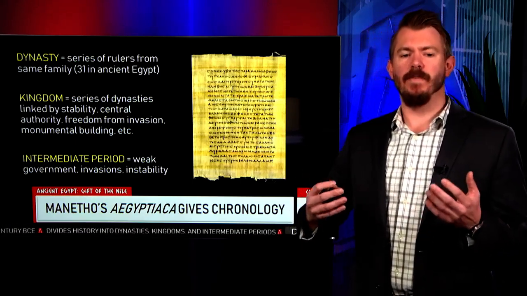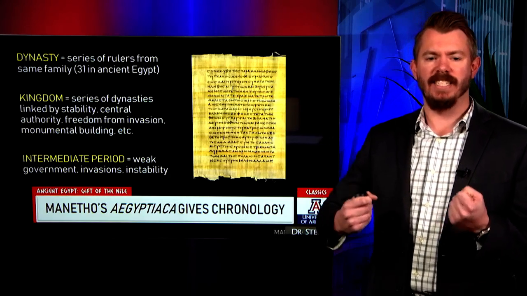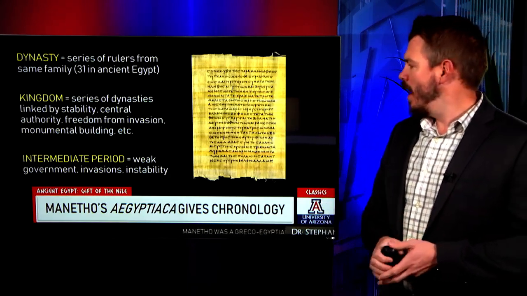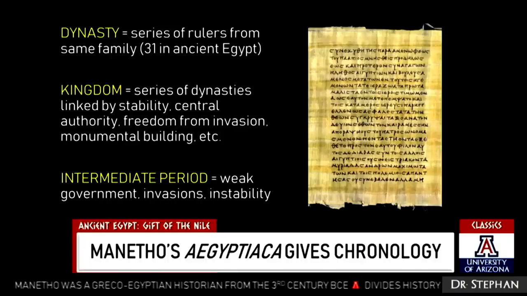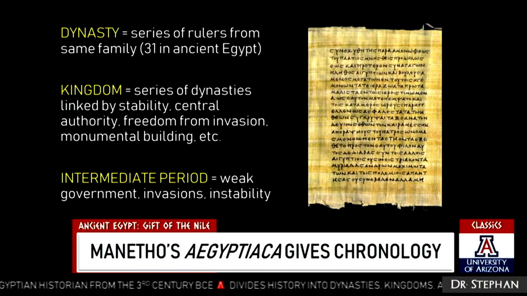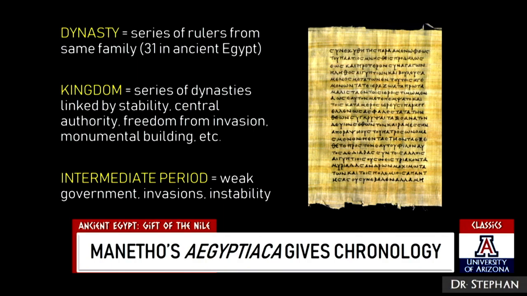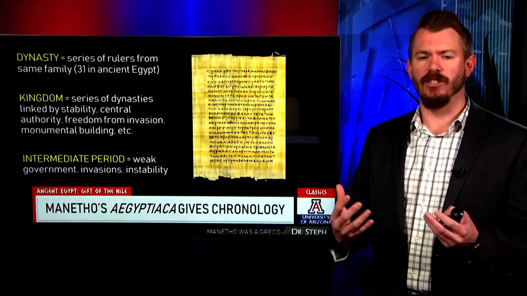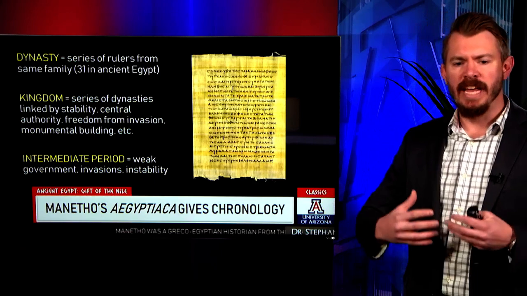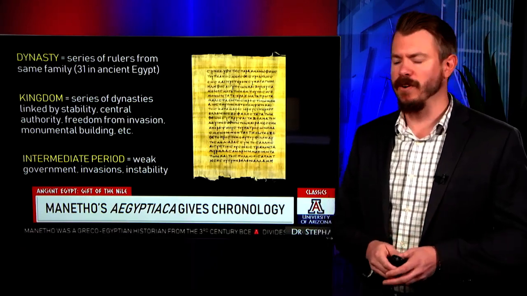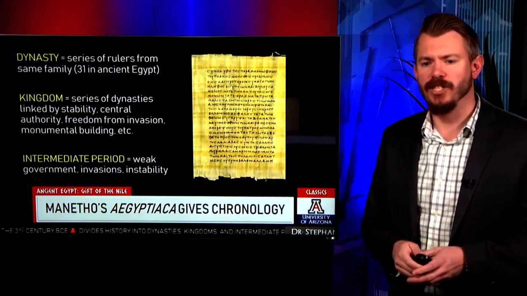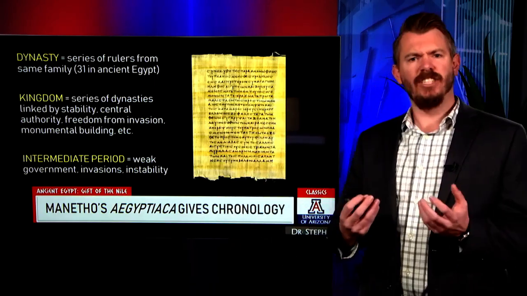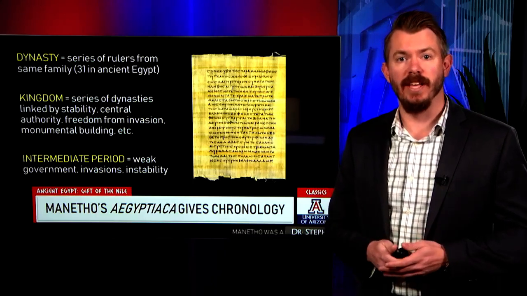And these kingdoms are periods of strong, centralized, stable rule. And then finally, in between the kingdoms, we've got intermediate periods, and we've got 3 of those as well. The first intermediate period, the second intermediate period, and the third intermediate period. And these are essentially the opposite of kingdoms. These are periods of decentralized rule, weak government, invasions, instability, that sort of thing. So all this terminology goes back to this Greco-Egyptian historian, and it's still essentially what we use today for understanding the history of ancient Egypt.